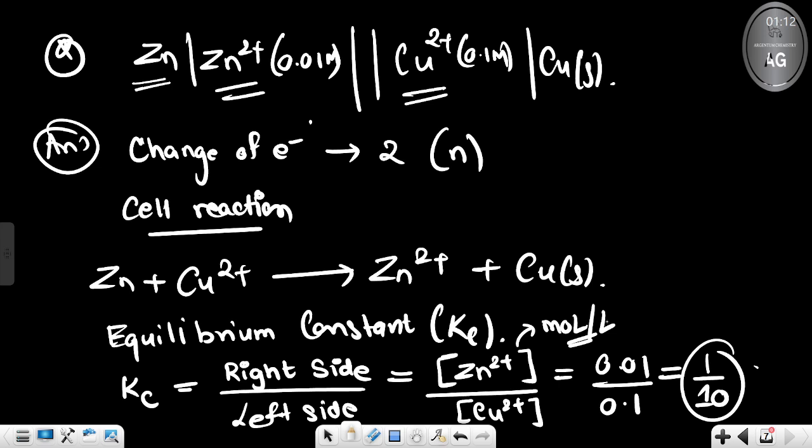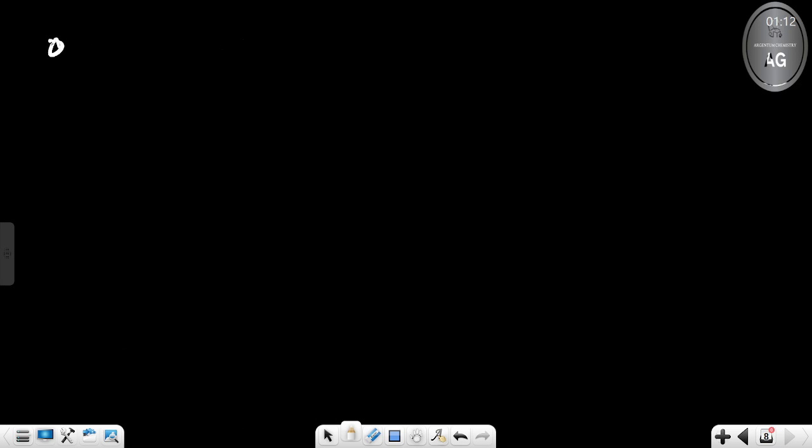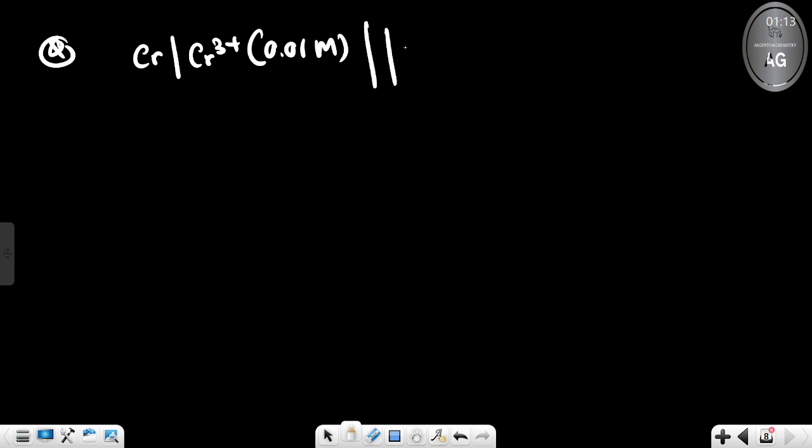Understood? How to find out this type of answers from one given question. This can come in short, like 2 marker questions in section B. Okay, another question let us take up. This will be a little bit tricky. So this is Cr 3 plus 0.01 molar. Then it will form, let us take lead 2 plus aqueous, 0.1 molar lead, sorry.